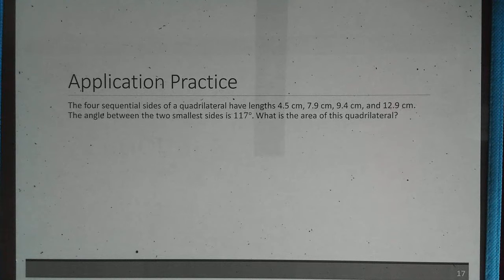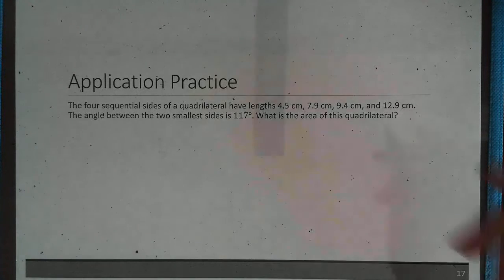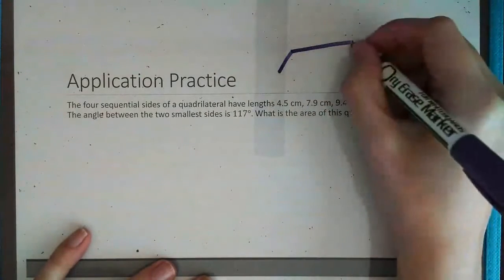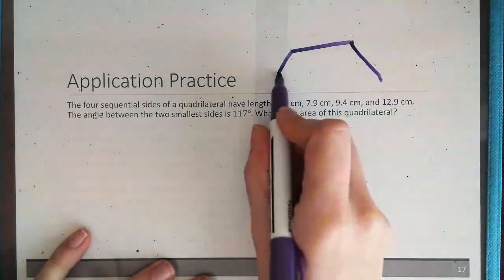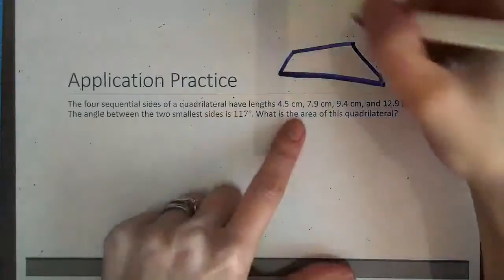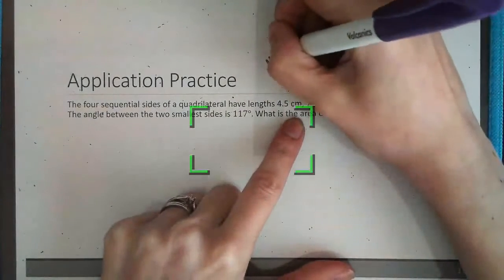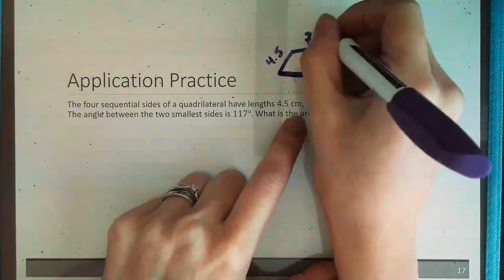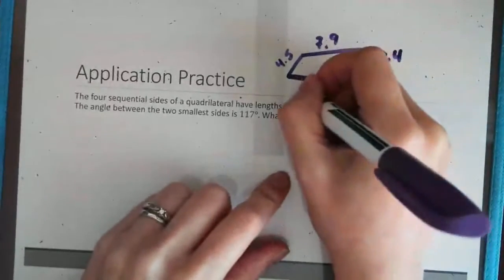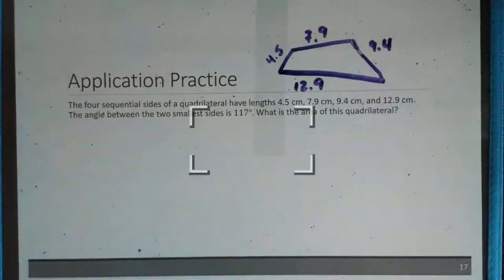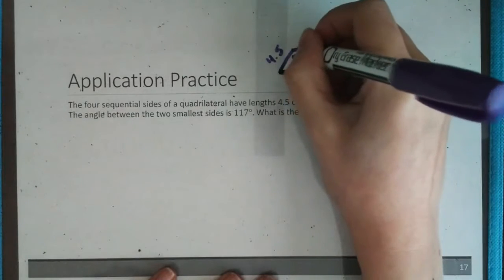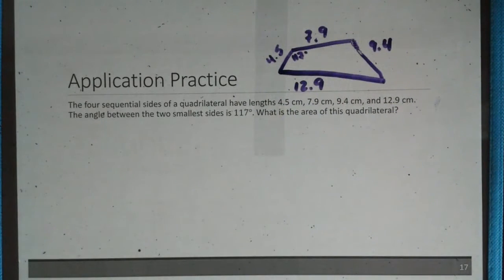So I'm going to try to draw this thing. It's not going to be to scale, so don't judge me. So we have a side, a side, a side, and a side. It said in order, the side lengths are 4.5 centimeters, 7.9 centimeters, 9.4 centimeters, and 12.9 centimeters. They also said the angle between the two smallest sides is 117 degrees. We want to find the area of this quadrilateral.